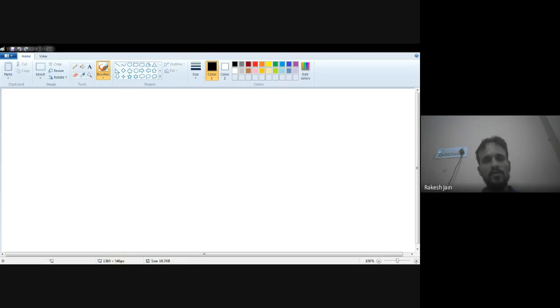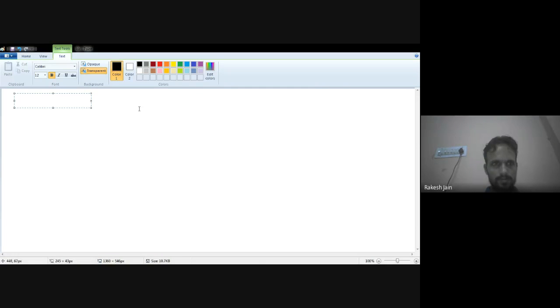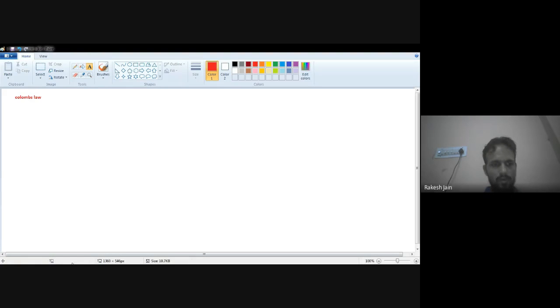Today, I am going to teach you about Coulomb's law, and we will solve certain numericals related to Coulomb's law. Just to see this MS Paint file where I just write down the name of the topic, which is Coulomb's law. Coulomb was a scientist who developed a law related to charges.